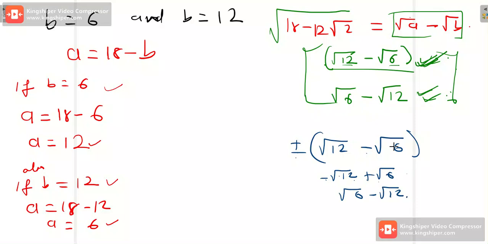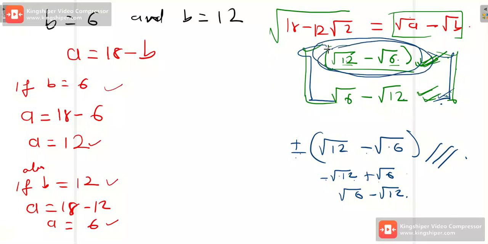So you can just write it as plus or minus, root of 12 minus root of 6 as your final answer. Or if you like, you write both to indicate that A can be 12 and B can be 6, or A can be 6 and B can be 12. That is also correct. But in the case where the question says find the positive square root, the only solution will be this, because we want the final answer to be positive. And that will bring us to the end of this session.